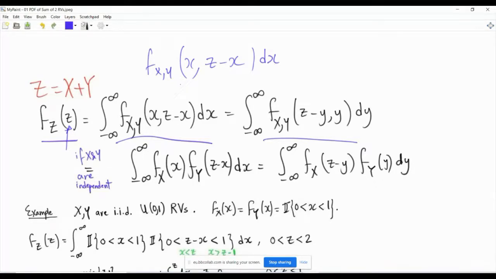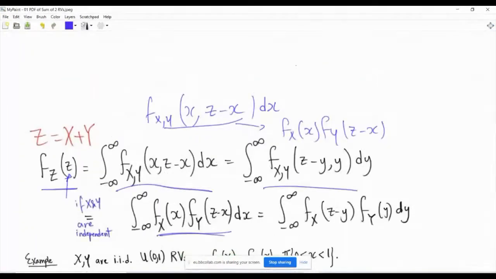And now, if x and y are independent, then their joint distribution can be written as the product of the marginals. And so this can be written as f_X of x, and then we have f_Y of z minus x. So we get basically a bit more simple integration to do, and this integration here is basically the so-called convolution integral.